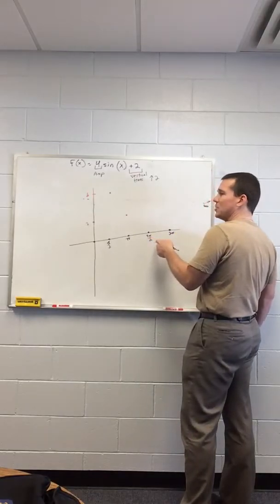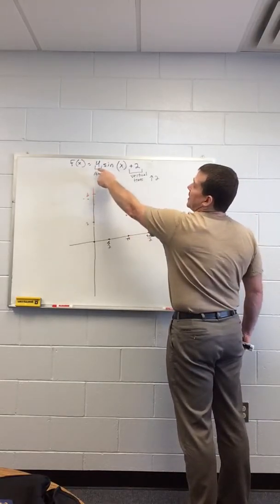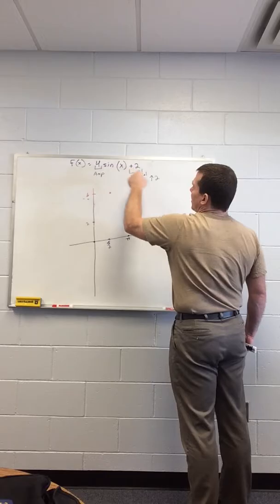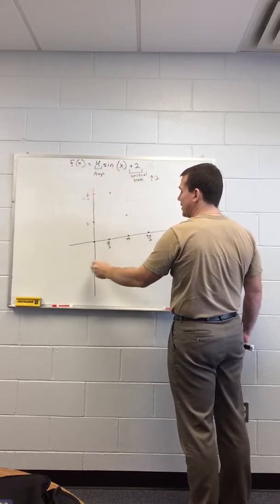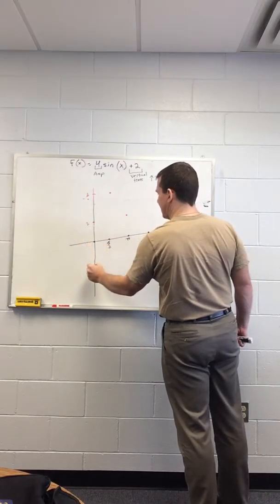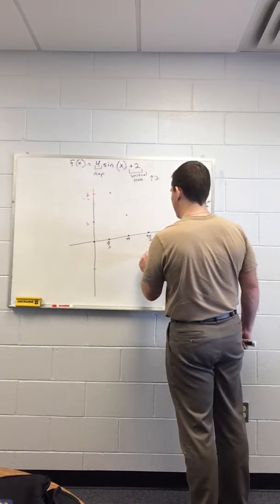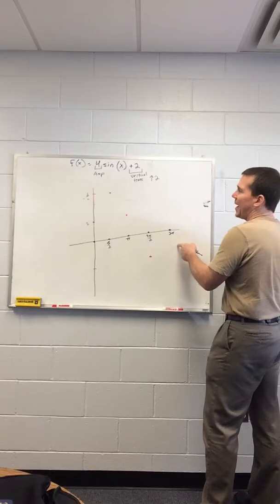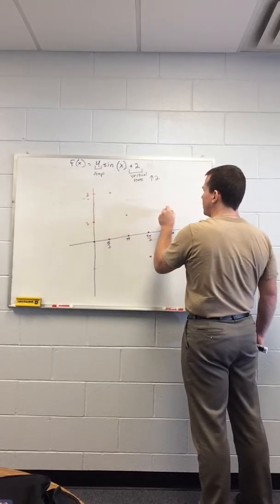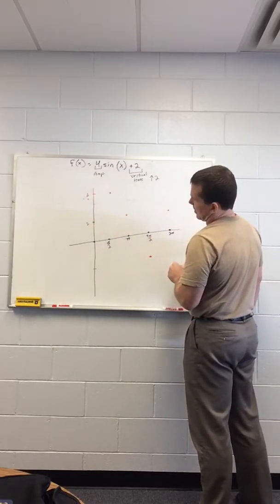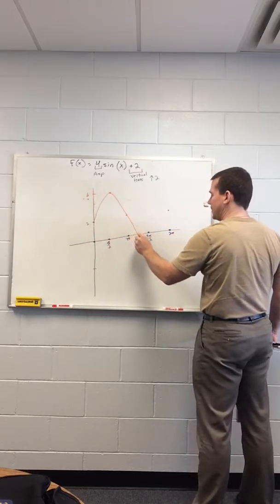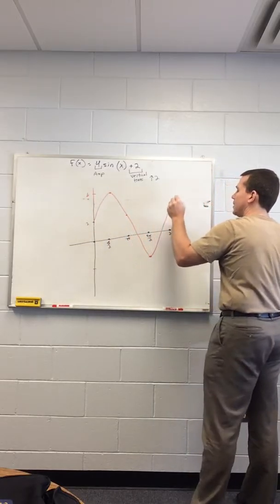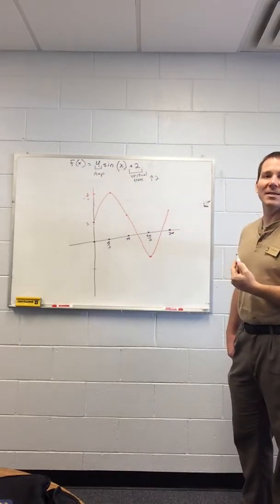Then the sine wave goes to its minimum. The minimum would be -4 with an amplitude of 4, but then we shift up 2. -4 plus 2 is -2. So we'll say -2 is right about here. And then at 2 pi, I go back to equilibrium, which for me is 2, right here. And now, assuming I did that right, if I connect the dots, well, there we go. That's a nice sine wave.